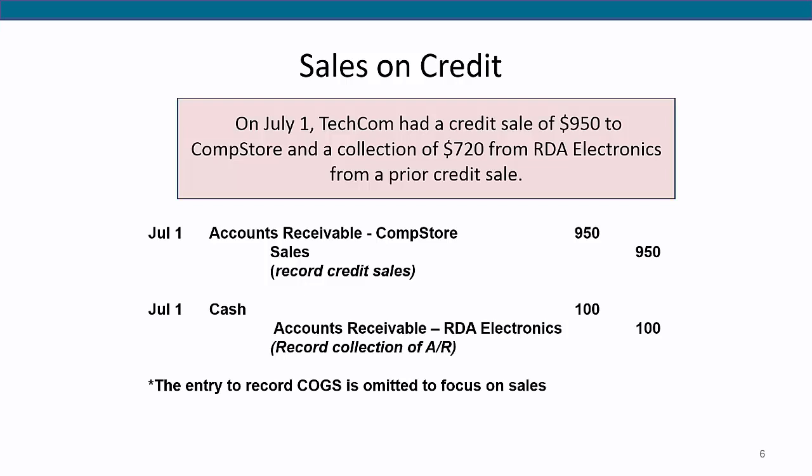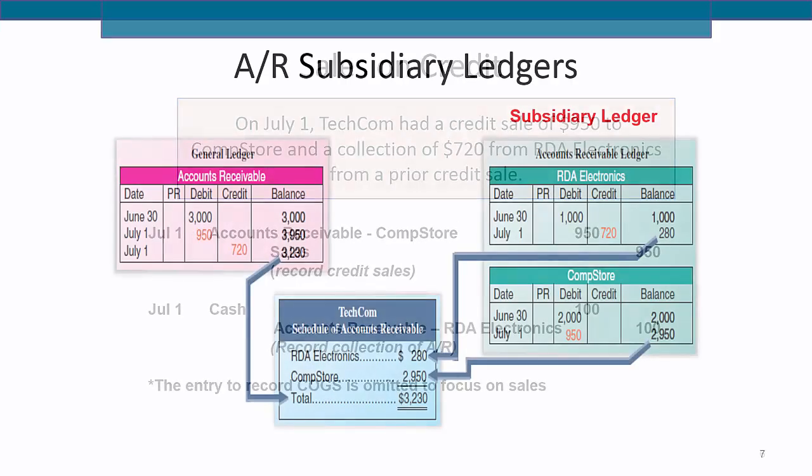The second transaction is a collection of $720 from RDA Electronics from a prior credit sale. As you remember, cash receipts from a credit customer are posted with a credit to the accounts receivable account in the general ledger. The cash receipt also flows through to credit the customer account in the accounts receivable subsidiary ledger. So let's see how those postings to the subsidiary ledgers are reflected.